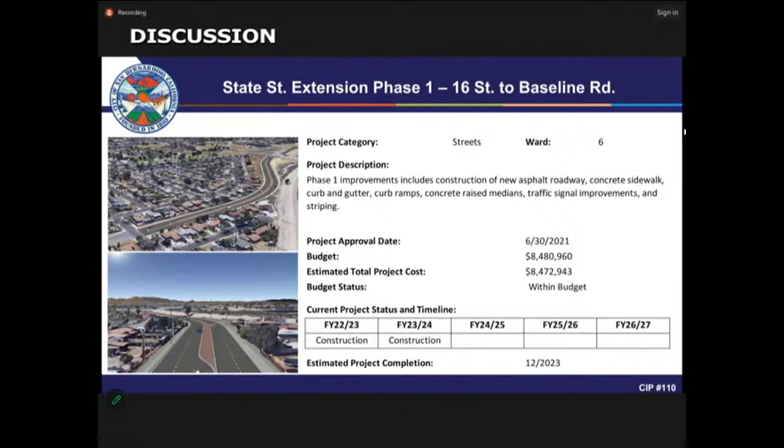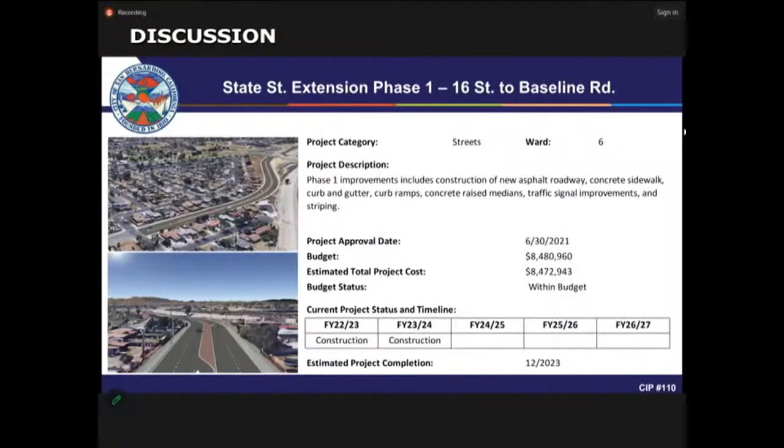Okay. Next. The next project is State Street Extension, Phase 1 improvements, on State Street between 16th Street and Baseline Road. Phase 1 improvements include construction of new asphalt roadway, including curb, gutter, median improvements, curb ramps, concrete raised medians, traffic signal improvements, and striping. The project is currently in construction, and anticipated completion is by the end of this calendar year. The total budget for the project is approximately $8.5 million. We are anticipating completing this project this year.